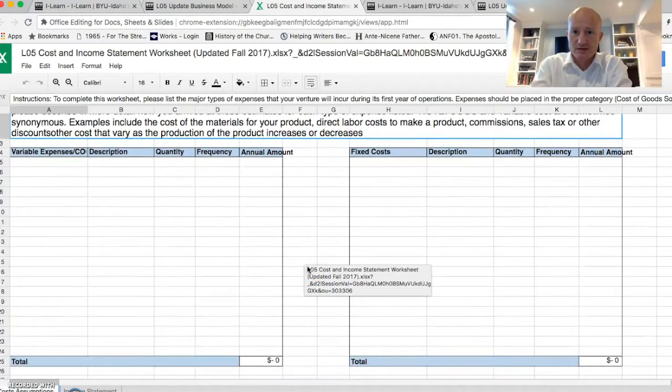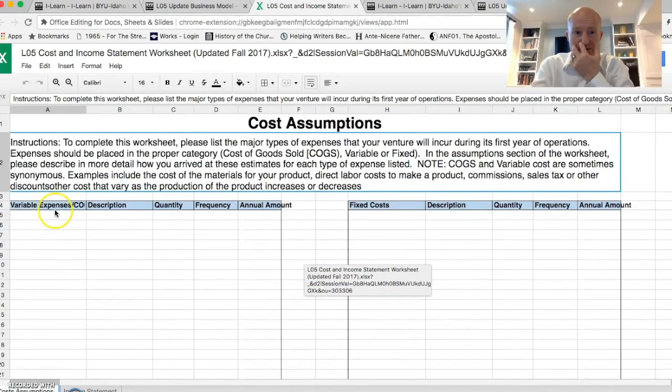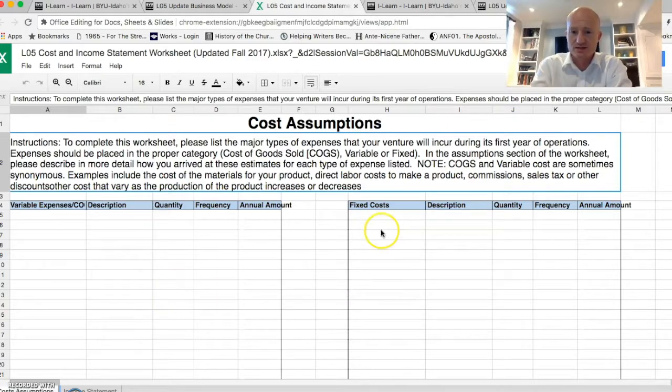Here you're going to outline your cost assumptions. You're going to explain what variable costs you'll have. You're going to give us a description of them, and then how much. What's the quantity for that variable cost? Same thing with fixed costs, okay?